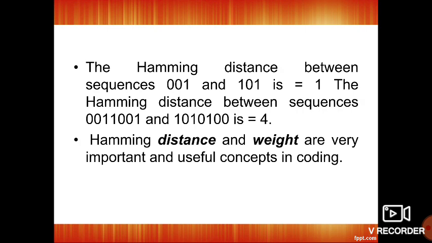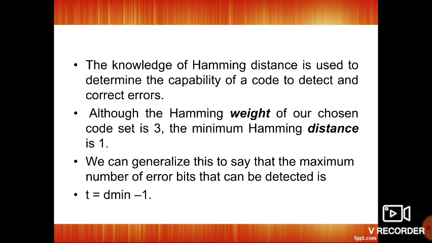The second bit is 0, and in b the second bit is 0, so no variation. Let us come to the third bit. The third bit is 1, and in b the third bit is also 1. So there is no variation in the third bit position. We can conclude that in the second and third bit positions there is no variation, and there is one variation in the first bit position. So there is only one variation, so we consider that as 1. This is called the Hamming distance.